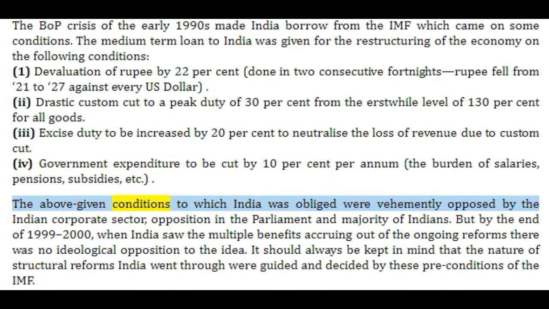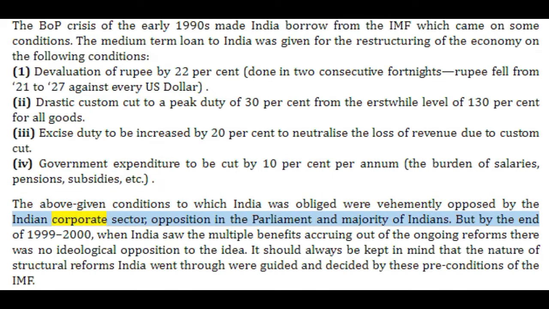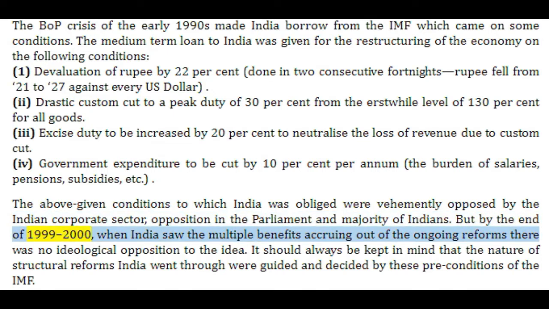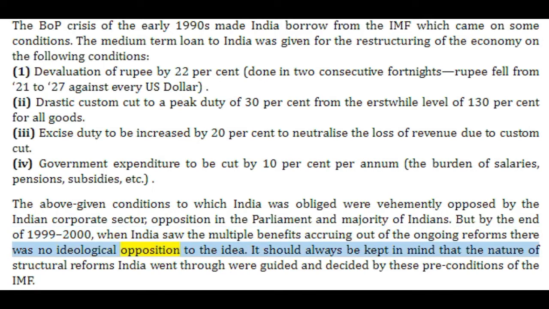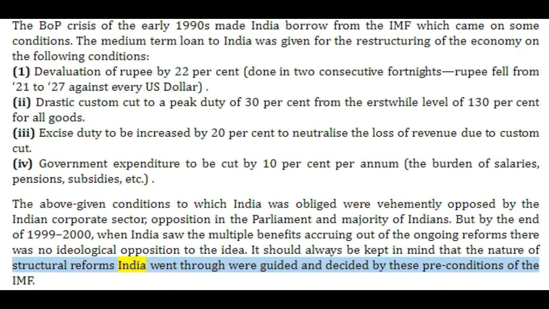The above conditions to which India was obliged were vehemently opposed by the Indian corporate sector, the opposition in Parliament, and the majority of Indians. But by the end of 1999 to 2000, when India saw the multiple benefits accruing out of the ongoing reforms, there was no ideological opposition to the idea. It should always be kept in mind that the nature of structural reforms India went through were guided and decided by these preconditions of the IMF.